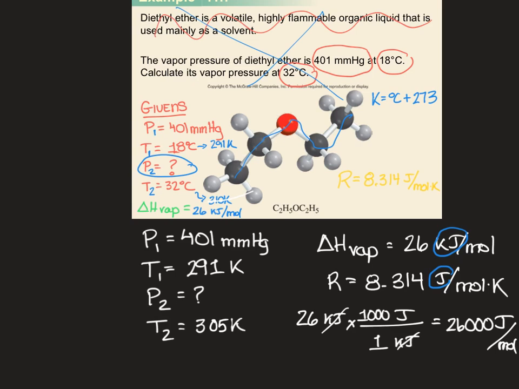Now, what would I do with the math? How do I recommend you do this? Well, this is my basic algebra recommendation. The right-hand side of the equals, I have all the numbers that I need. I would plug all that into my calculator. And let's see what we get. 26,000 divided by, actually, let me do the other side first. 291 minus 305, and then multiplied by 26,000 and divided by 8.314.